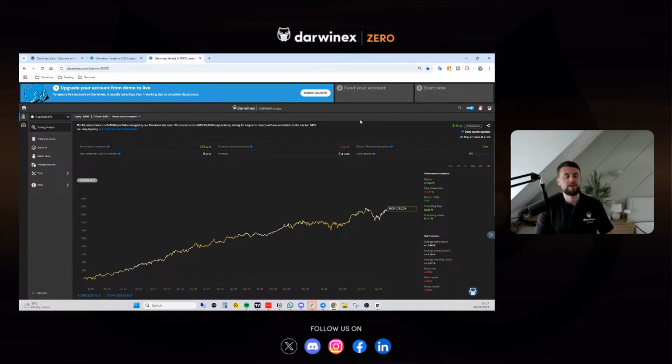That's why I love the index so much, and that's why I think the index is kind of the future of Darwinex, and it benefits everybody. Benefits investors because they're getting a fantastic return, benefits traders because there's more capital flowing through Darwinex that's going to our traders, and it benefits us at Darwinex because, of course, we make money operating as a hedge fund, so it's a win-win-win for everybody. Anyway, let's get back to it.